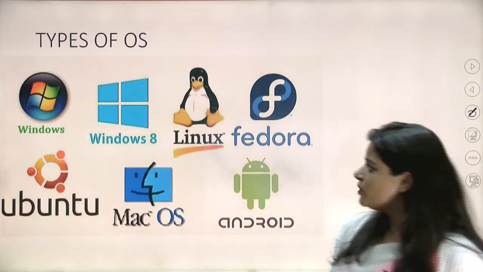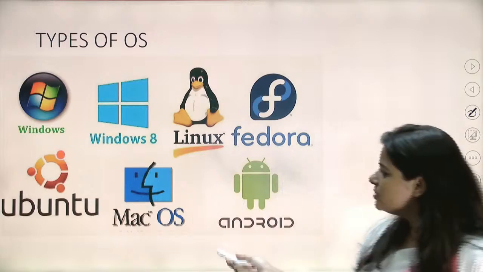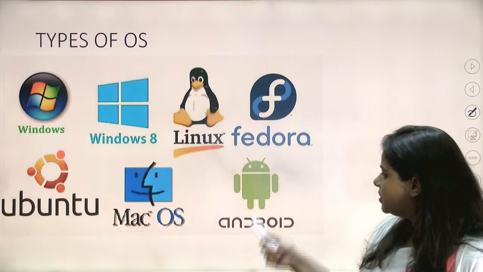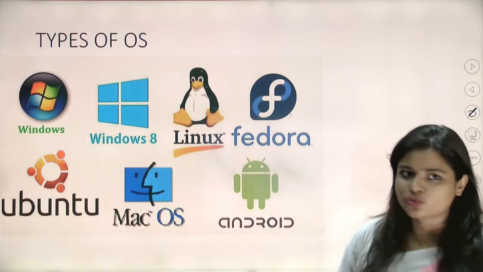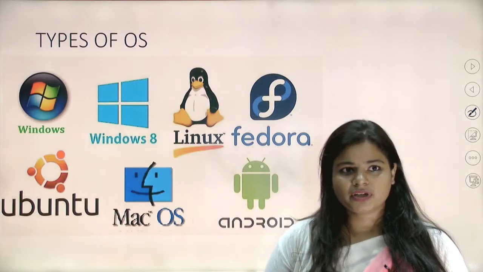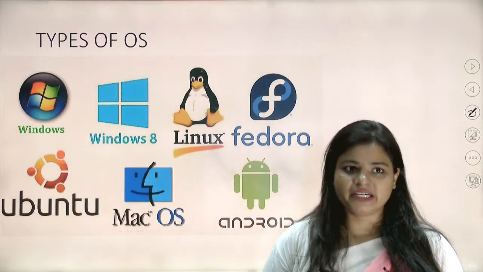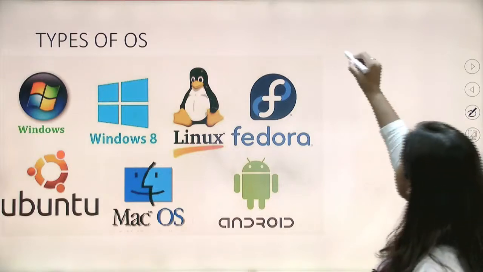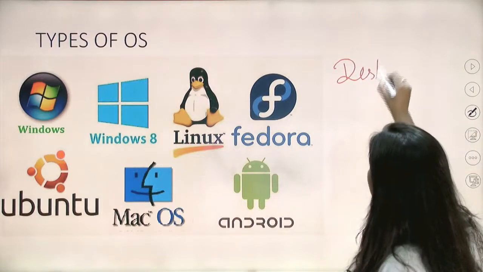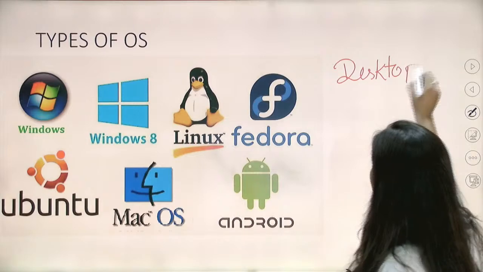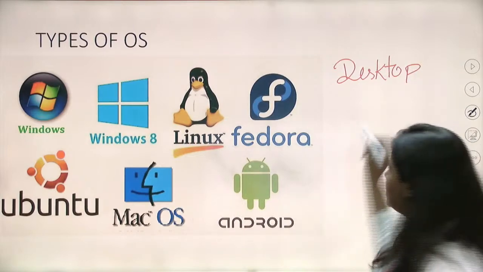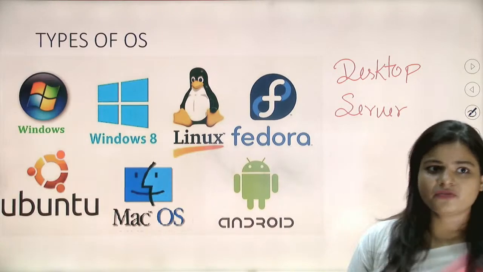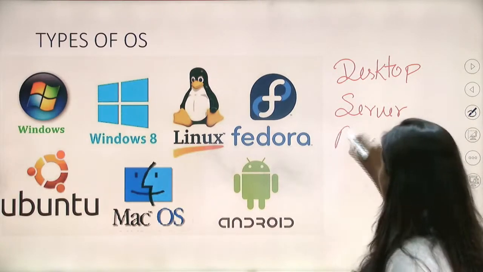Here you can see that so many symbols are mentioned on screen. You are already familiar with Android, Windows, Ubuntu and so on. But I should first explain what category we can put them under. We have three categories. First is desktop class, second one is server class, and third one is mobile class.